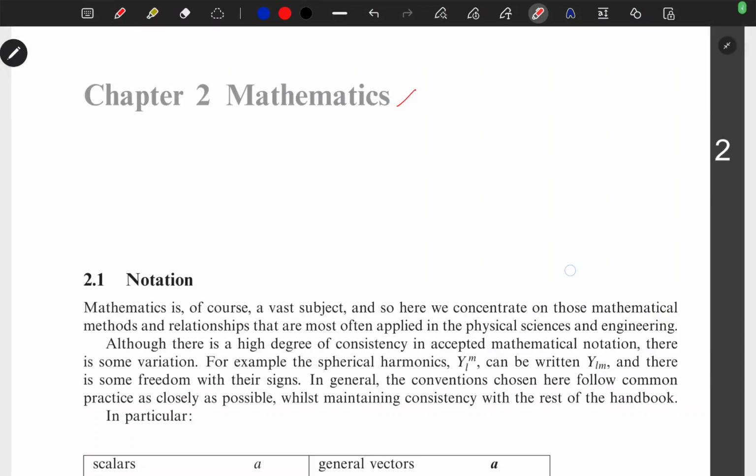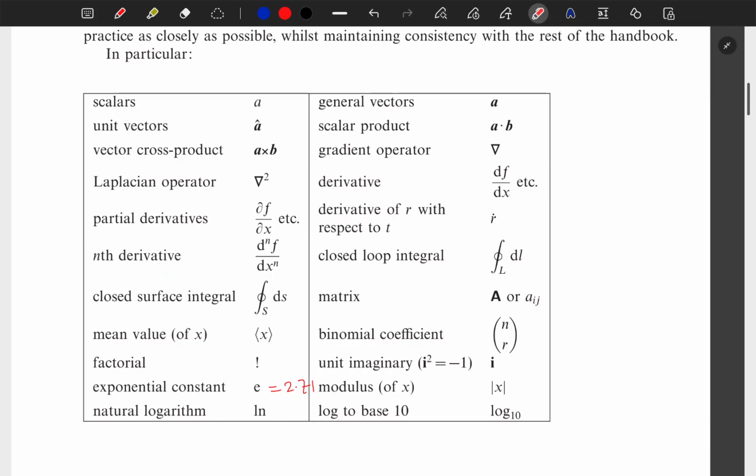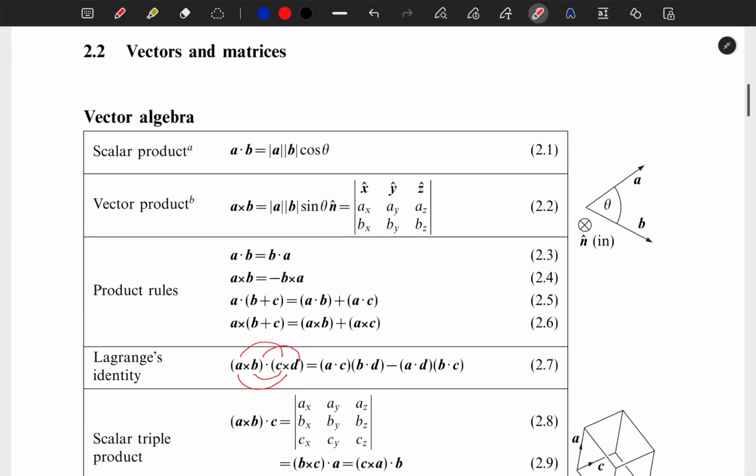Mathematics. So first, notation. These are the notations for different operations. Vector and matrix, scalar product, vector product, and this cross product dotted with a cross product. So (A cross B) dot (C cross D) equals (A dot C)(B dot D) minus (A dot D)(B dot C).